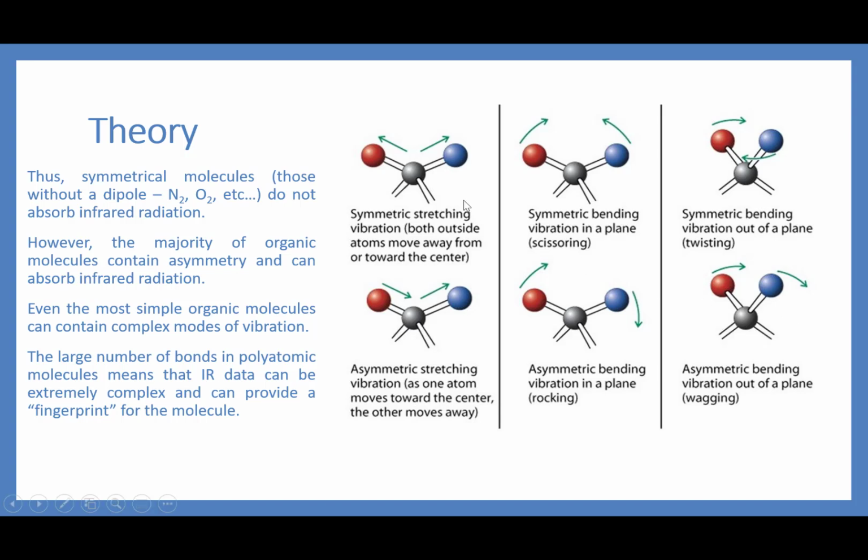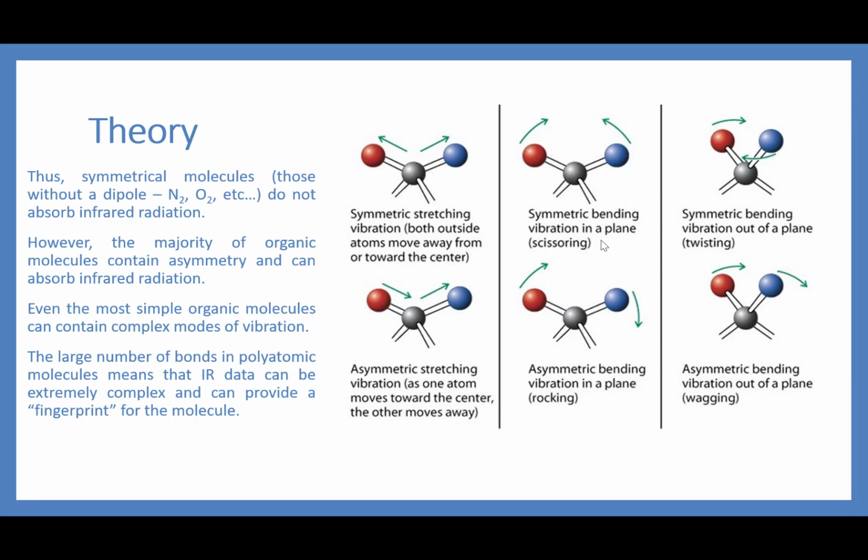So symmetrical stretching. If we think, okay, so just our grey sphere here is our central atom, and then we have a red and a blue outer atom. And when we talk about symmetrical stretching, it literally just means that these bonds in between them are pulling away at the same distance and at the same time, so symmetrically moving away and towards the centre. Symmetrical bending, okay, so these arms are just bending up and down at the same time. So this can also be known as scissoring.